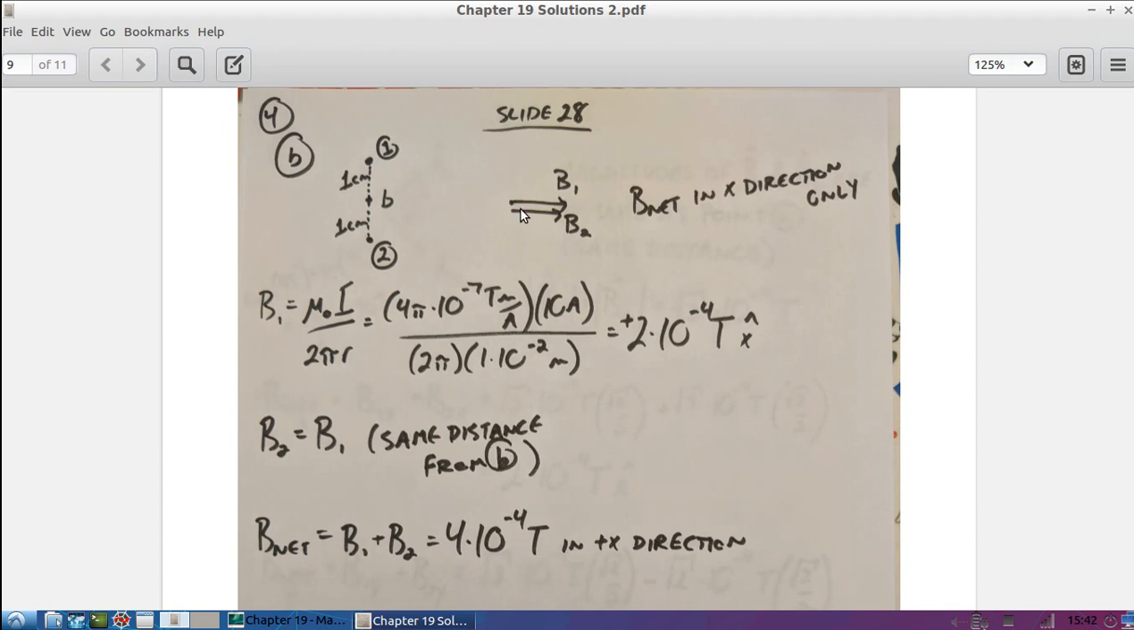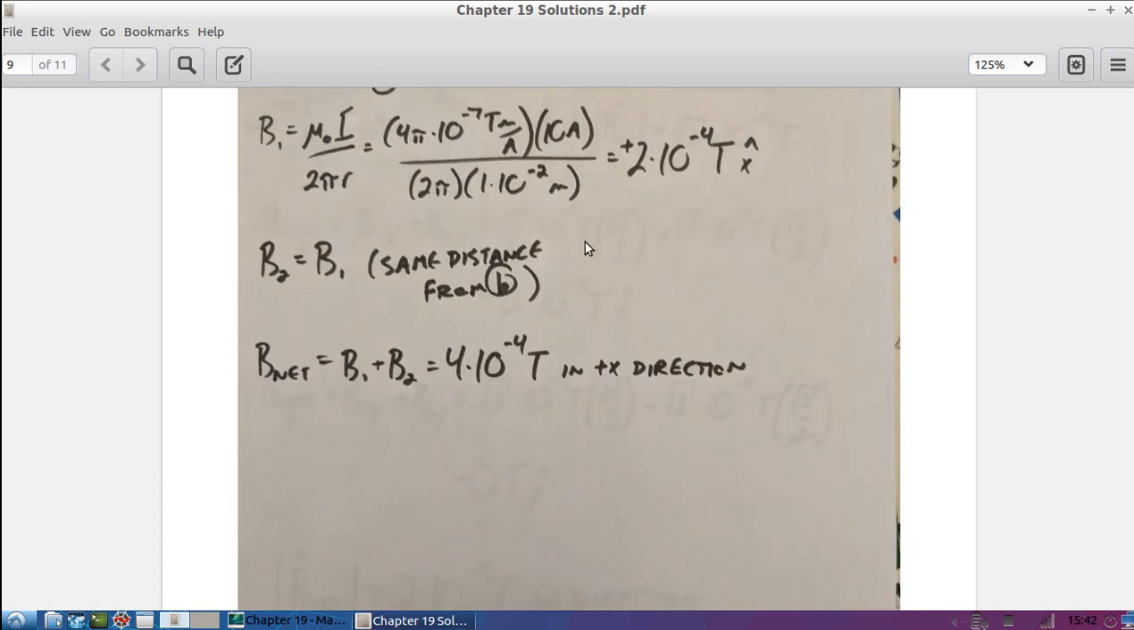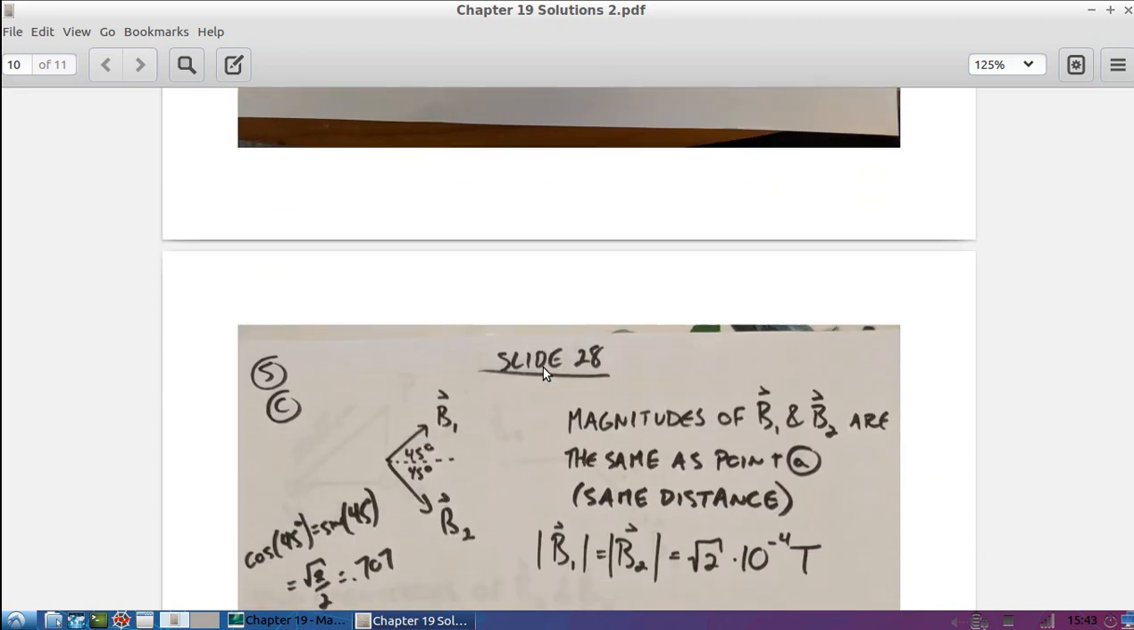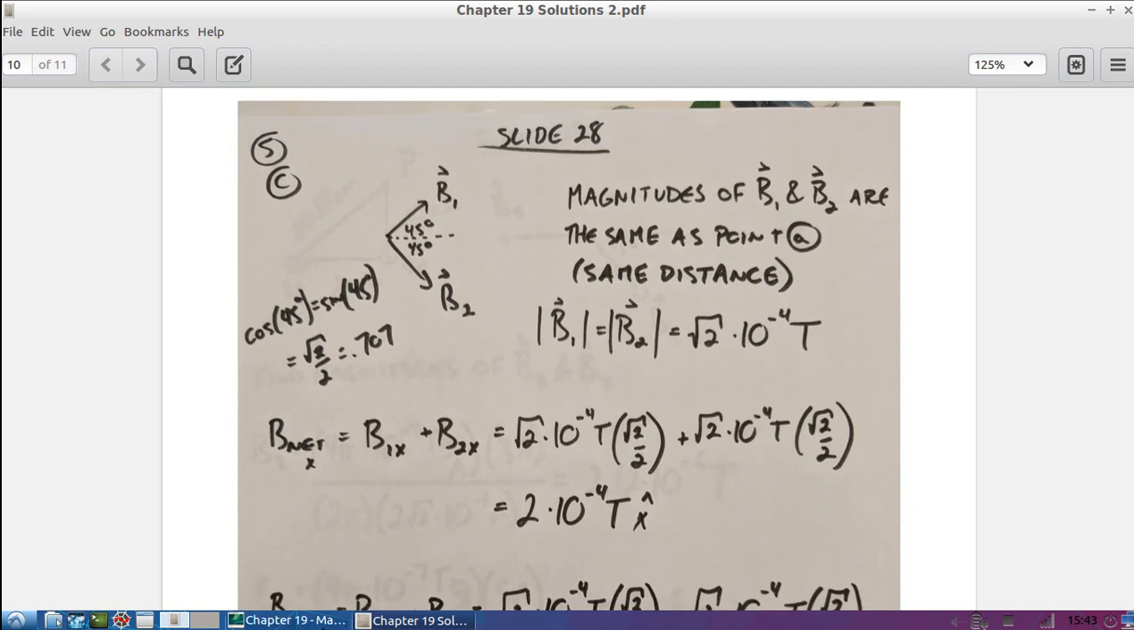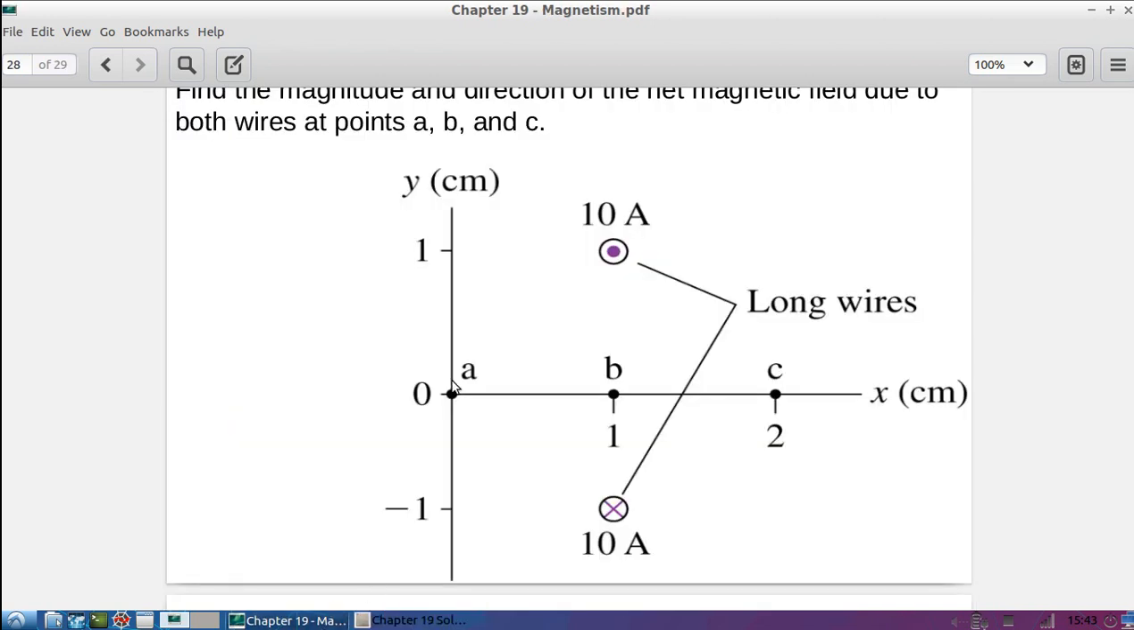Right? Easy day, we don't have any y components, all we have to do is add B1 and B2. They're both acting in the positive x direction. So that's the net magnetic field at point B. Point C we'll see is very similar to point A. The issue is our circle comes around.